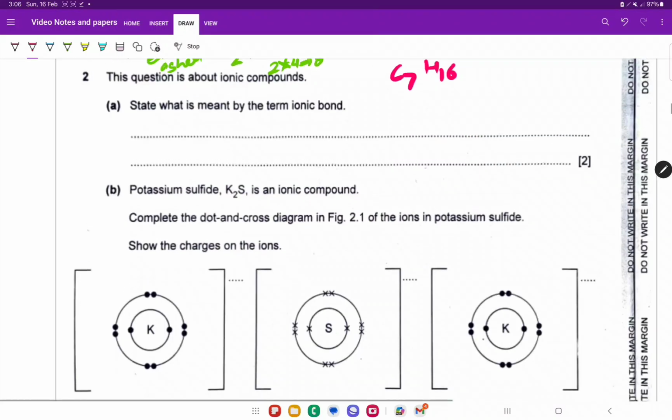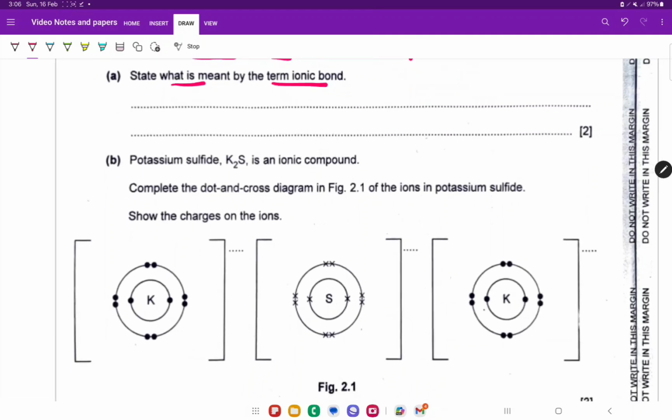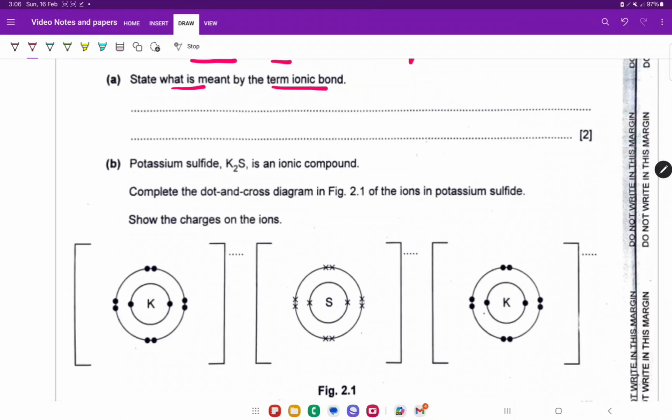Now, question 2. This question is about ionic compounds, and part A is: state what is meant by the term ionic bond. Now, ionic bond, as we know, is a bond between the positively charged ions called cations and the negatively charged ions called anions. The definition for ionic bond should contain electrostatic force. So it is the bond which is due to electrostatic force of attraction. This word is important for the answer.